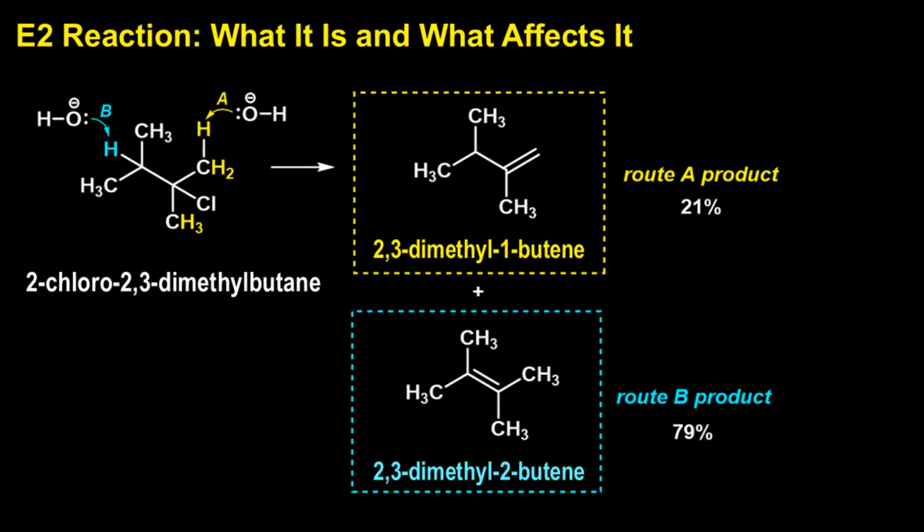In route B, the base takes a proton from the more substituted beta carbon, forming 2,3-dimethyl-2-butene. Because it's more substituted and more stable, it's the major product, around 79%. This outcome matches Zaitsev's rule. The more substituted alkene usually dominates.